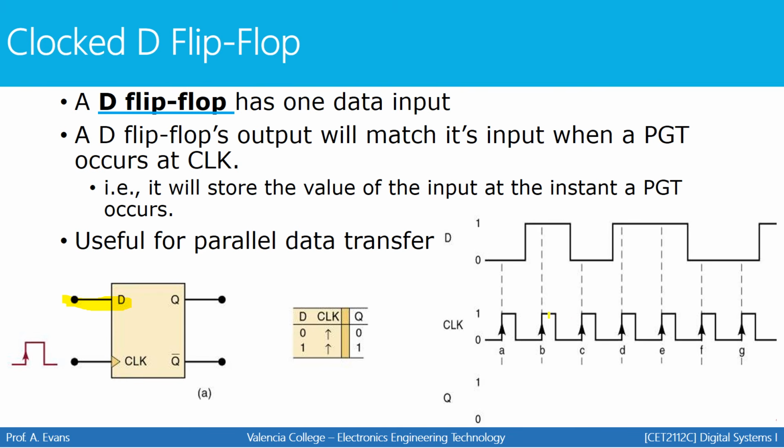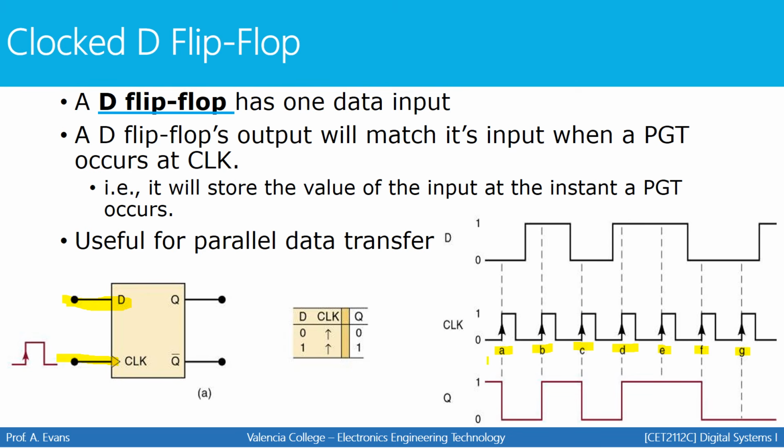So now we're going to do a waveform for a D flip-flop. At the top, here's my data input. Here's my clock signal. I can see from the image that it responds to a positive transition. And whatever D is for each positive transition, whatever D is what Q will become at that point in time.